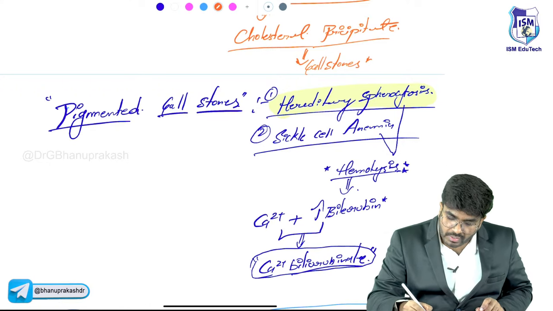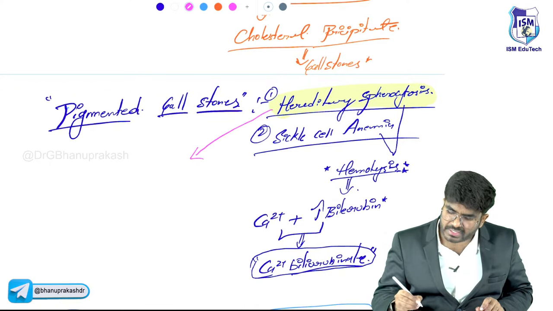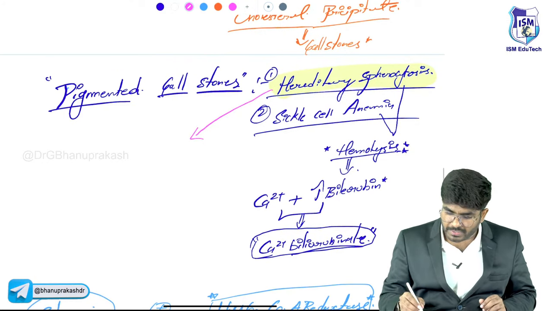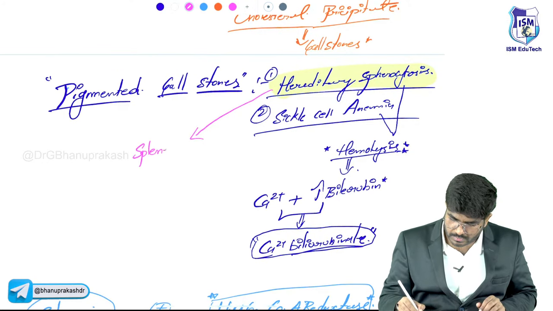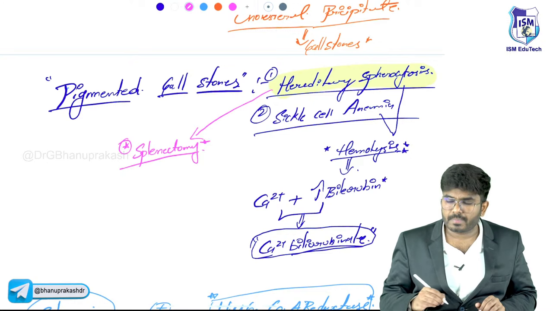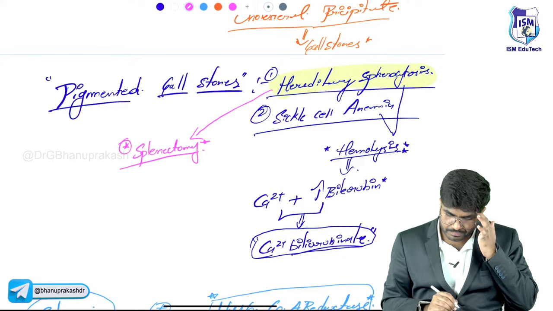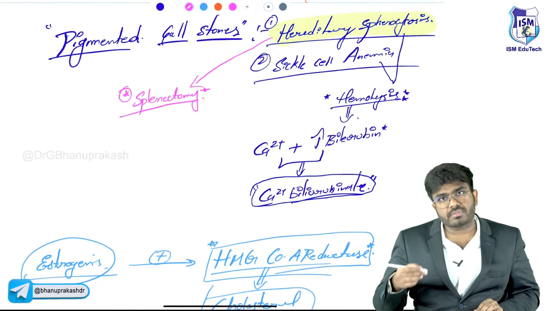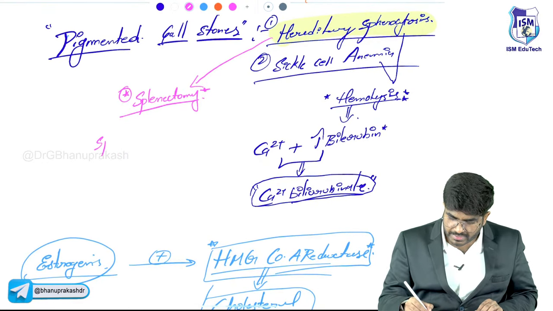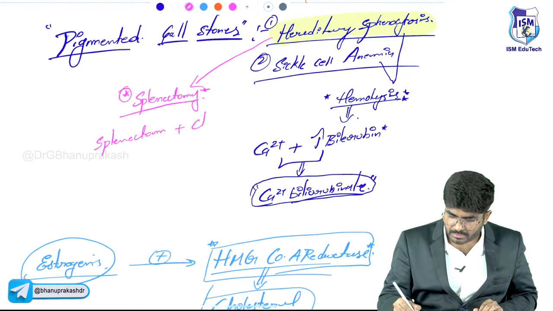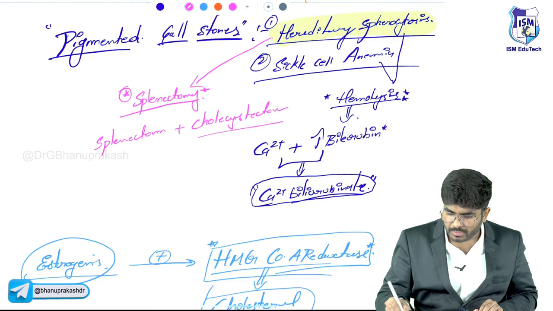In one of the exams, the question asked: what is the treatment for hereditary spherocytosis? What is the management? What do we have to do? The splenectomy. That is a very high-yielding thing. So splenectomy is done; we usually remove the spleen. In some exams, they can also say splenectomy along with cholecystectomy.